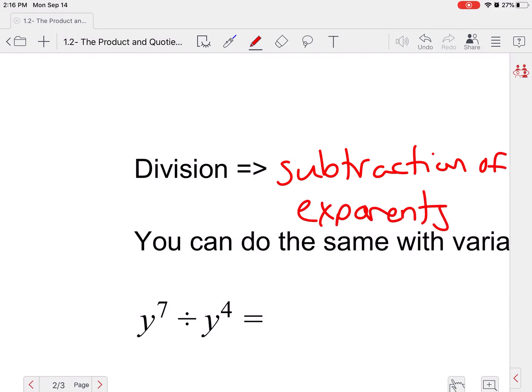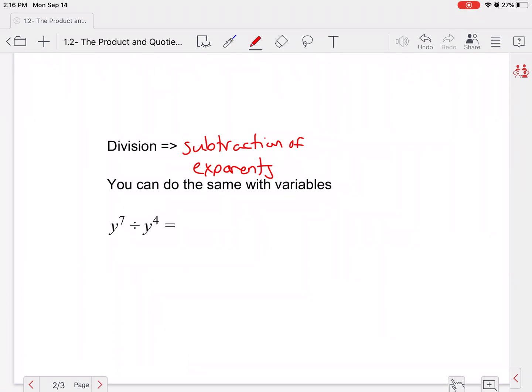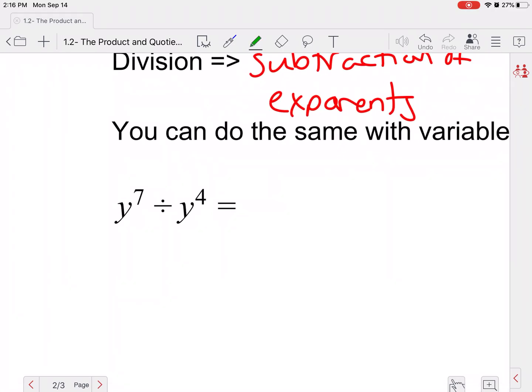So you have that filled in twice now. Okay, so we're going to, again, do the same exact thing with variables. So this is y to the 7th divided by y to the 4th. Again, I'm going to keep my exact same base, which is y. And then 7 minus 4 is 3. So we just took our exponents because we have the same base, and we're dividing, so we subtract the exponents.